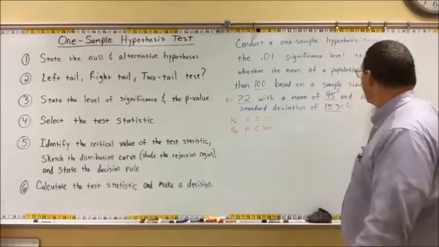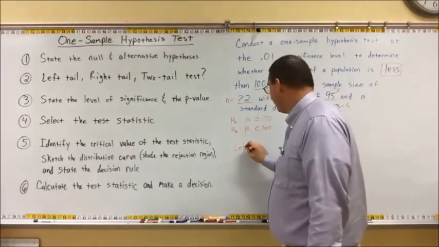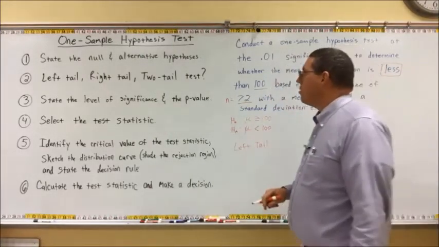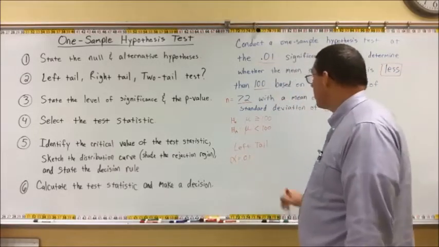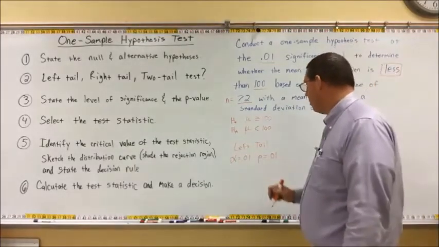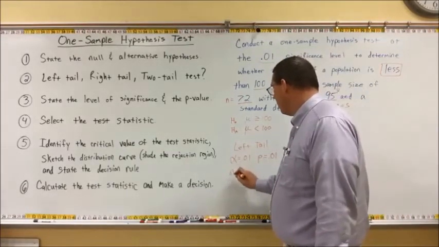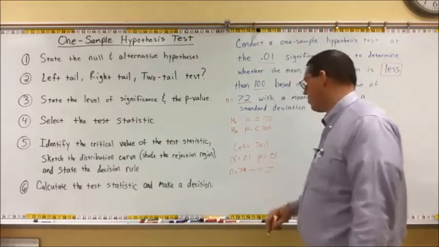Well, it's asking that we're testing whether the population is less than 100. Less than is on the left side of the distribution curve, and so this is a left-tail test. What is the significance level? Well, the question says that the significance level is 0.01, so alpha is equal to 0.01, and since it's a left-tail test, the p-value is the same. It's equal to the alpha. So p is equal to 0.01, and now we're going to select the test statistic. Well, because n is 72, and because 72 is greater than 30, we're going to go ahead with the z-statistic.